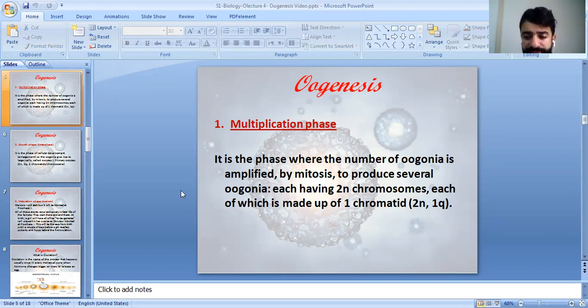This is the multiplication phase, where the number of oogonia is amplified, meaning increased by the process of mitosis. We have amplification of the number of oogonia, each having 2N chromosomes, each made up of 1 chromatid.